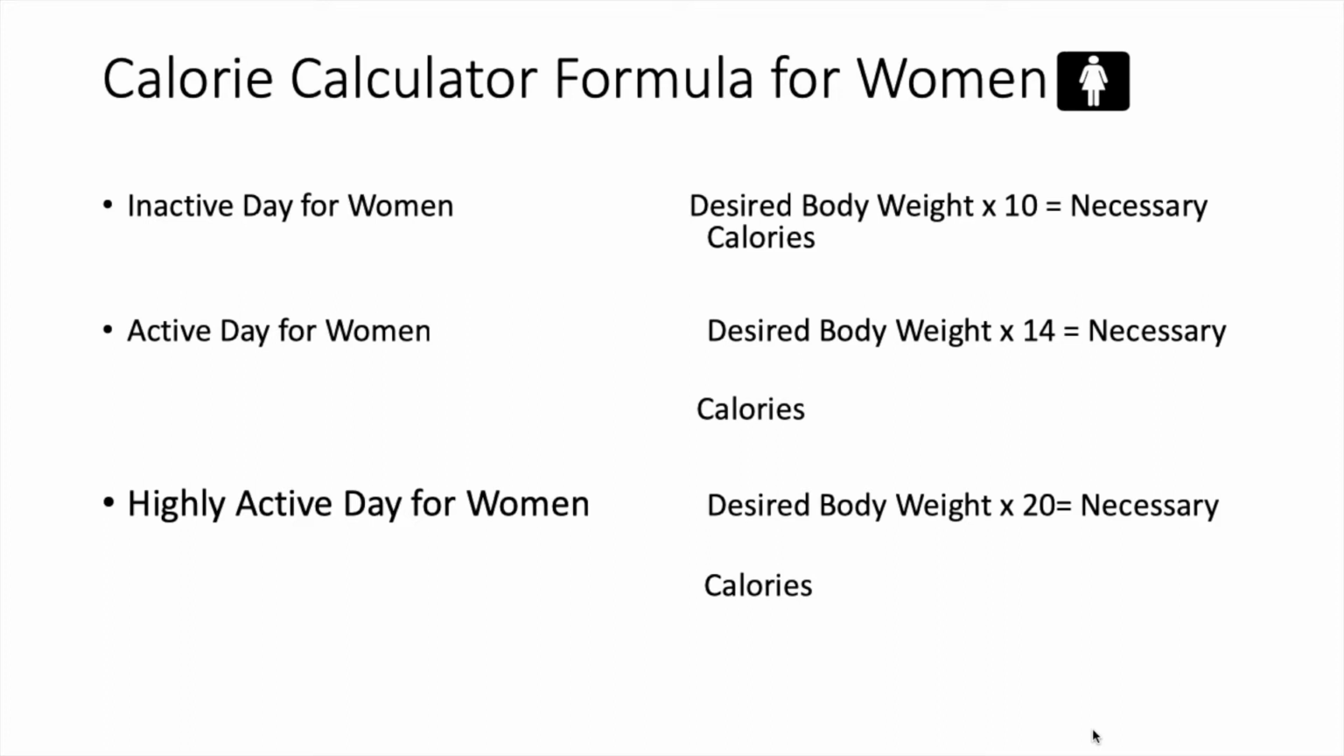On an active day, a day that you just go to work or do a little bit of activities, you're going to take your desired body weight and multiply it times 14. And that's how you may tell the amount of calories that you're going to intake for that day.